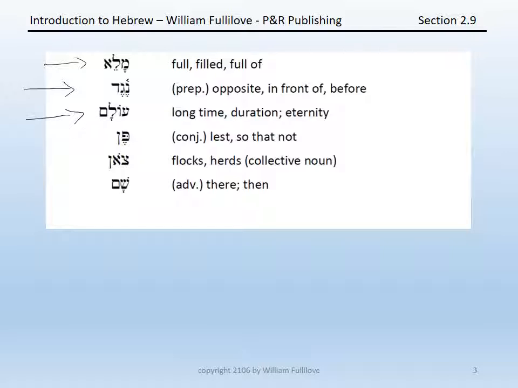Olam, a long time or a duration or eternity. Pen, the conjunction lest or so that not.